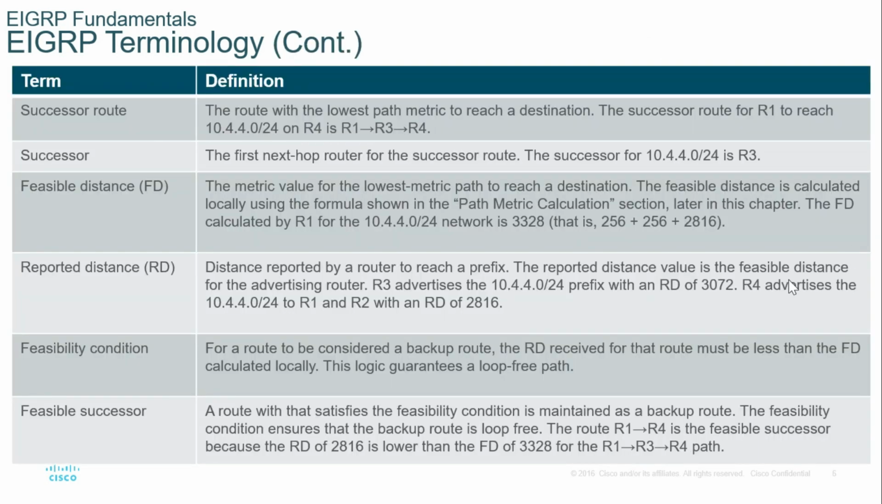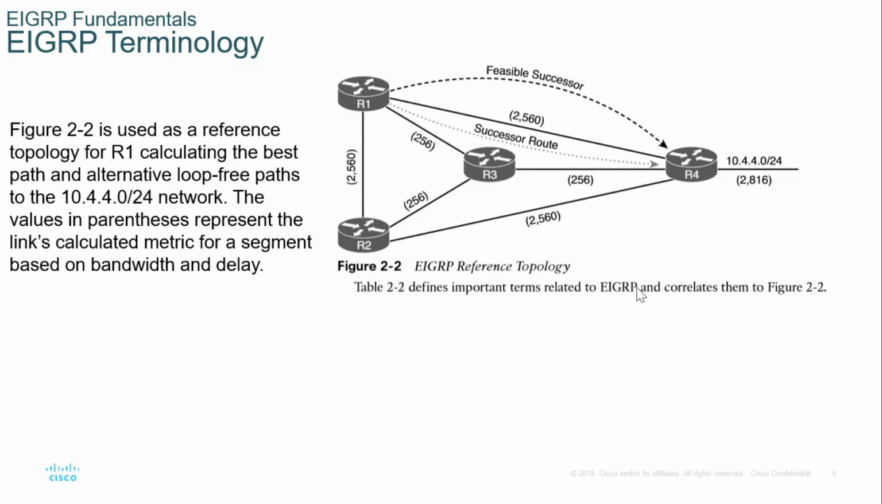Next, kita ada reported distance. This is the distance reported by a router to reach a prefix. Okay, so contoh dalam diagram ni, katalah router 3, dia akan report this distance. Dia akan bagi tahu kepada router 1, saya boleh sampai ke destination 10.4.4.0 melalui saya. Saya punya reported distance adalah 256. So dia akan report kepada siapa? Report kepada R1.